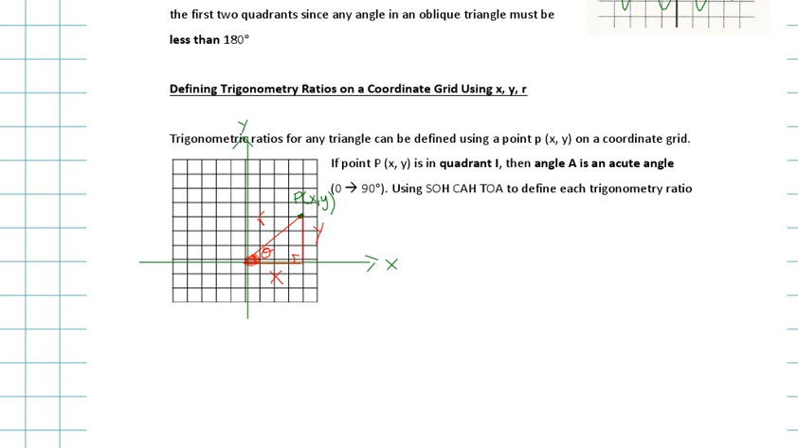Now, this is what I have. I have a triangle, an angle theta, and x, y, and r. What would sine theta be? What's sine of an angle in a triangle? What's the formula? Opposite over hypotenuse. So what's the letter for opposite? Y. And what's the letter for hypotenuse? R. So opposite is y, and hypotenuse is r, right? So sine theta is y over r.